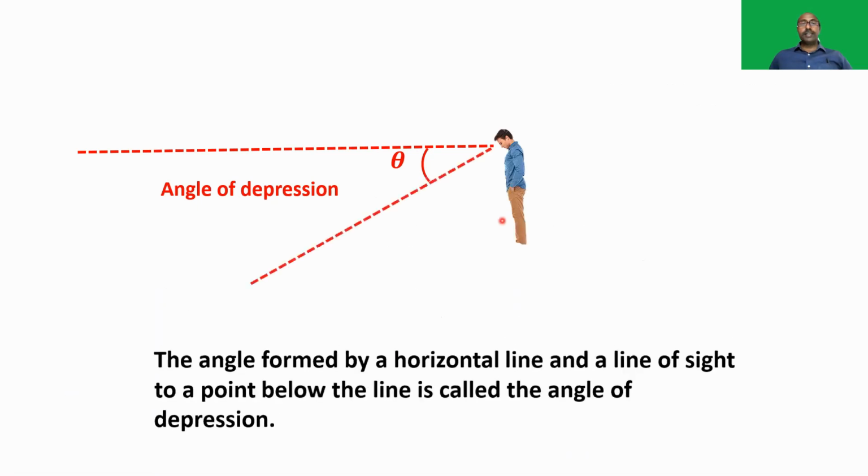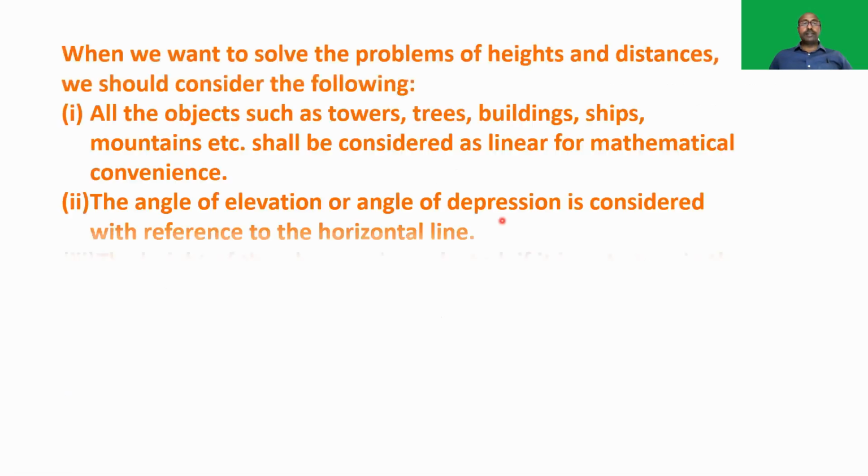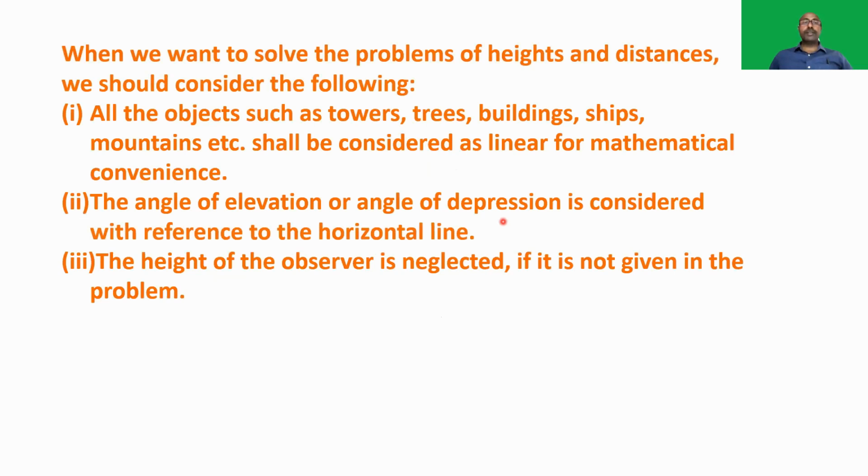Next, some important points are there. When we want to solve the problems of heights and distances, we should consider the following. In these applications of trigonometry, we are going to solve some problems. But before solving the problems, we should consider some important points. The first thing is all the objects such as towers, trees, buildings, ships, mountains, etc. shall be considered as linear for mathematical convenience.